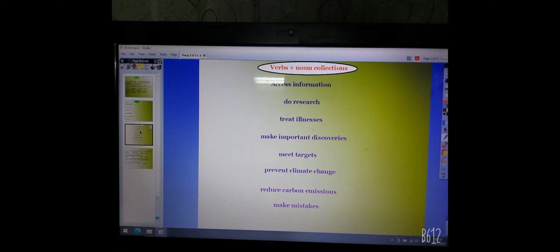Number two, do research. As we know, a lot of scientists' jobs is to do research into the characteristics of our genes.